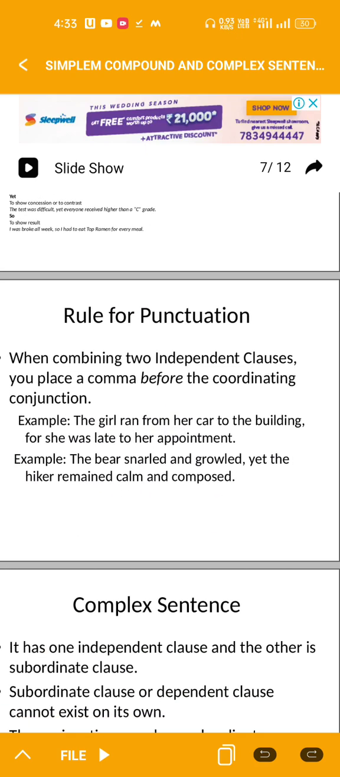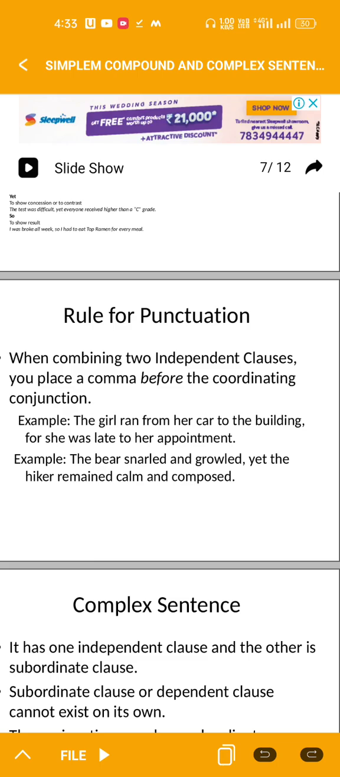When combining two independent clauses, you place a comma before the coordinating conjunction. Like: the girl ran from her car to the building, comma, for she was late to her appointment. So we need to put a comma before using a coordinating conjunction. The bear snarled and growled, comma, yet the hiker remained calm and composed.